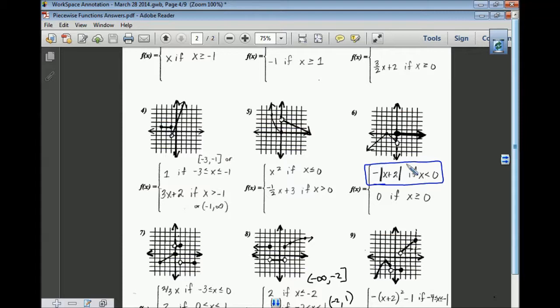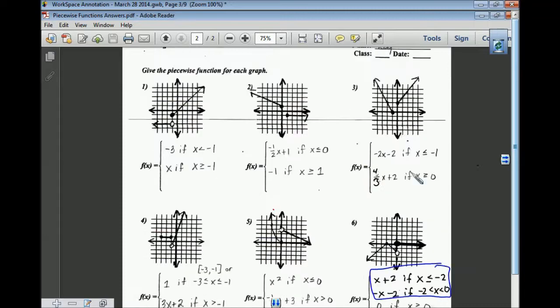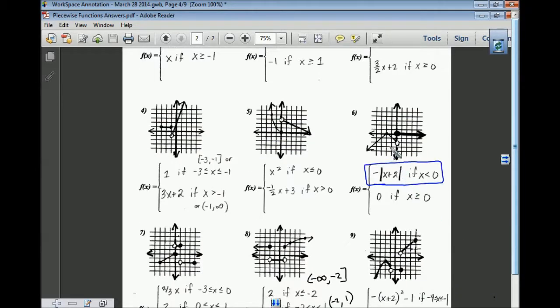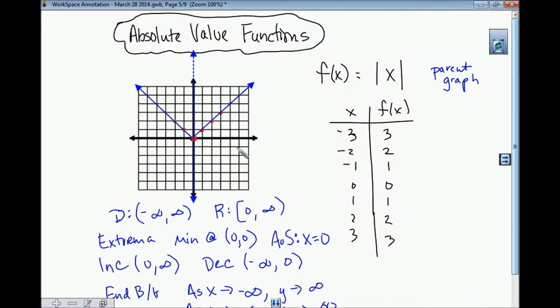All right, here we go. So hopefully everybody just got this, that we could write this as 2 lines, where we restricted the domain, or as one absolute value. So let's look at this absolute value and see if we can write it as a piecewise. Let's look at the pieces of this. It's 2 rays. What is the equation for this ray? Negative x if x is less than 0. Okay, what about this ray? X if x is greater than or equal to 0.